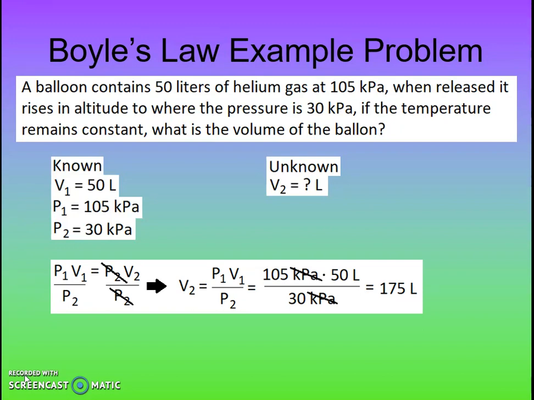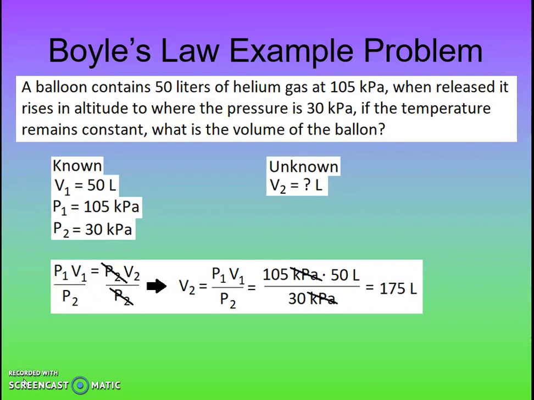This makes sense because pressure and volume are inversely related. If the pressure is getting reduced, our balloon is going to expand and take up more space, so the volume should increase. An increase from 50 up to 175 would be about 3 times, and 105 to 30 is about 1/3. So I know that's roughly a good answer.